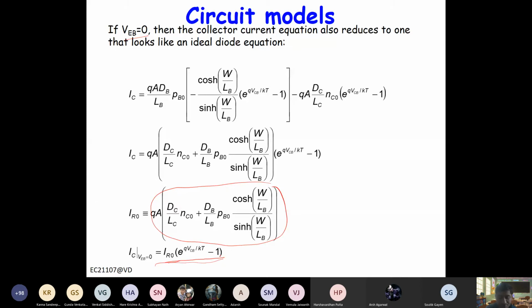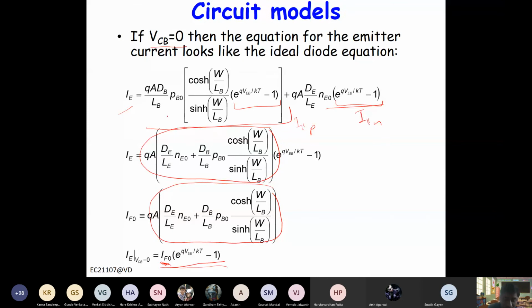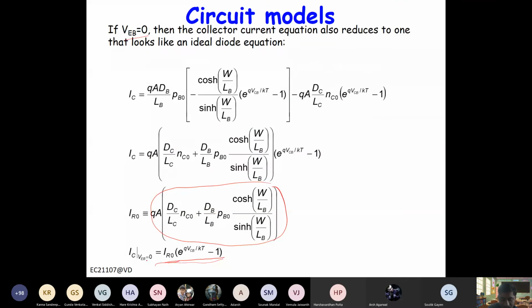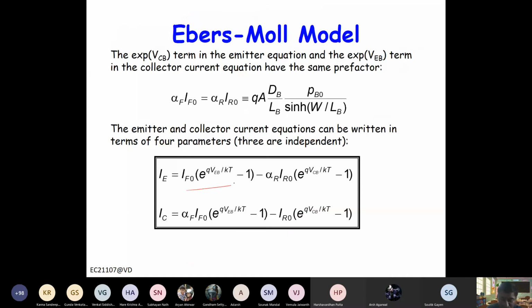But when you look at the expression for IE, the alpha factor will be there, right? So you can write IF naught plus alpha times IR naught, right? So you will have IF naught minus alpha R times IR naught. So that is basically your emitter current. This is emitter, this is base, and this is collector.